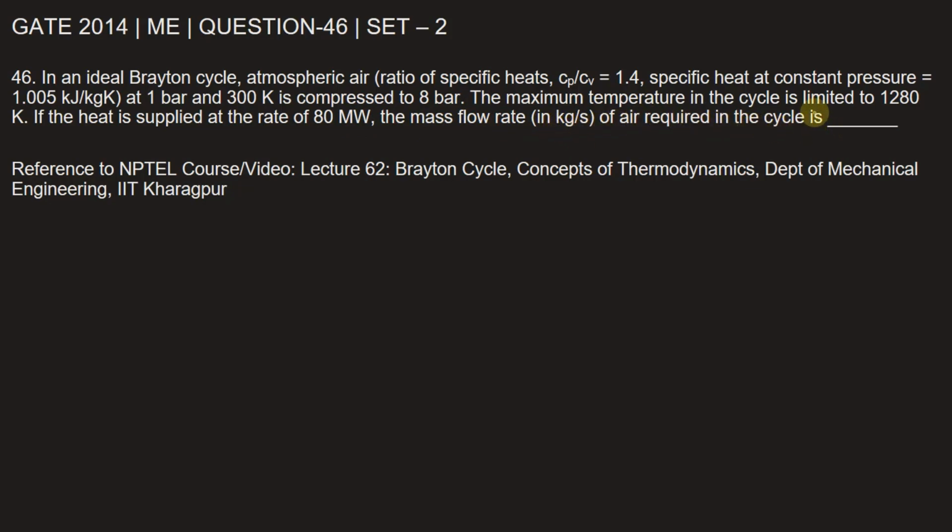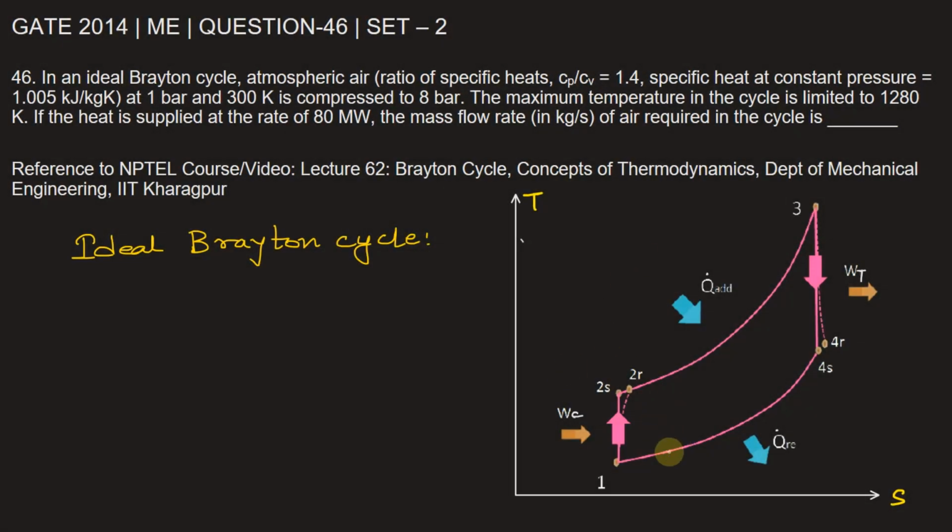Let's see the TS diagram of ideal Brayton cycle. This figure represents the TS diagram of ideal Brayton cycle. 1 to 2 and 3 to 4 are isentropic processes. 2 to 3 and 4 to 1 are isobaric processes. In 2 to 3 heat is added to the system, and in 4 to 1 heat is rejected from the system, or we can say rejected from the cycle.